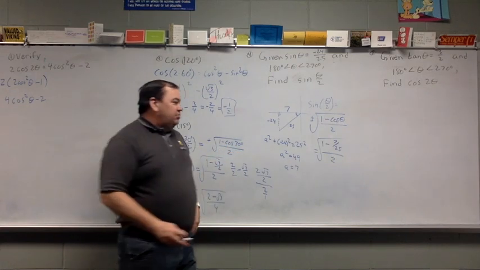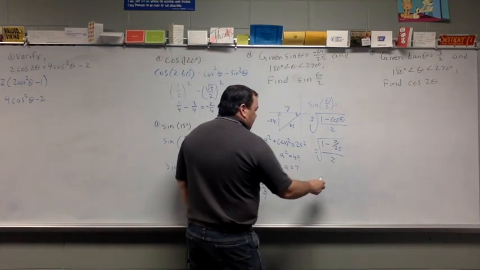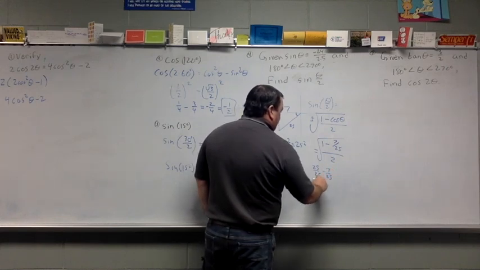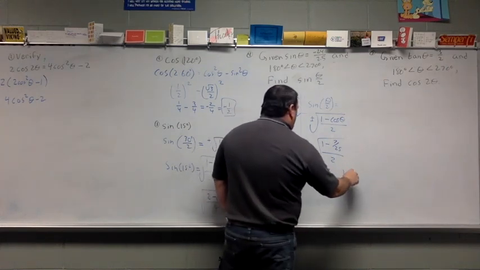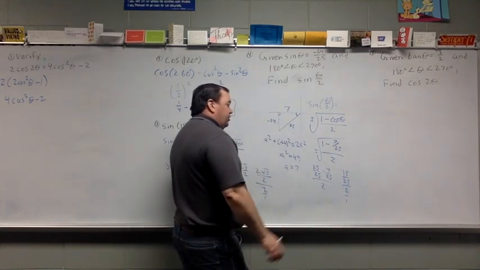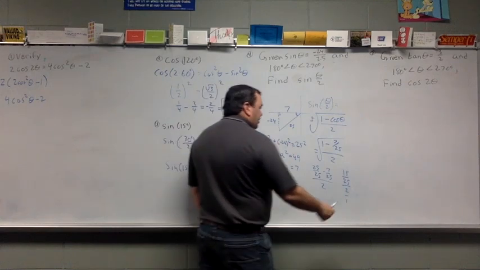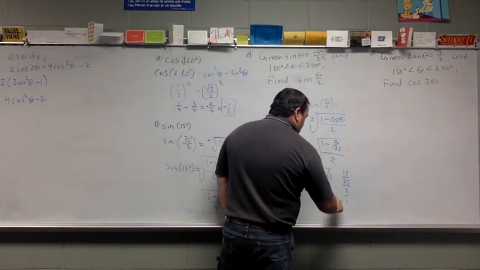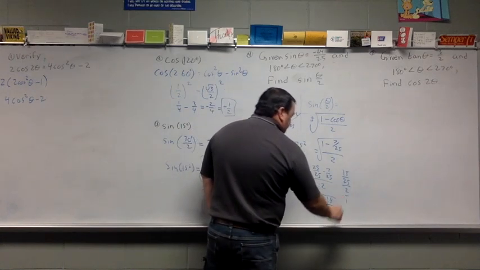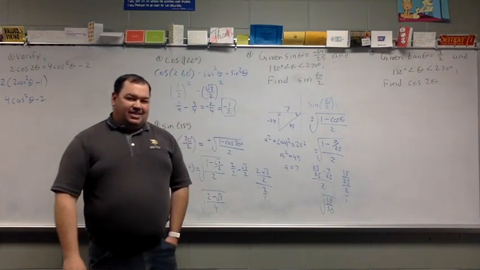Now there's definitely some simplifying to do here. I'm going to rewrite this as 25 over 25 minus 7 over 25. That gives me 18 over 25. And I have a fraction divided by a fraction, so I'm going to keep it, change it, flip it. I end up with 18 over 50. I've got to keep that square root in there. And I have to figure out where this is.